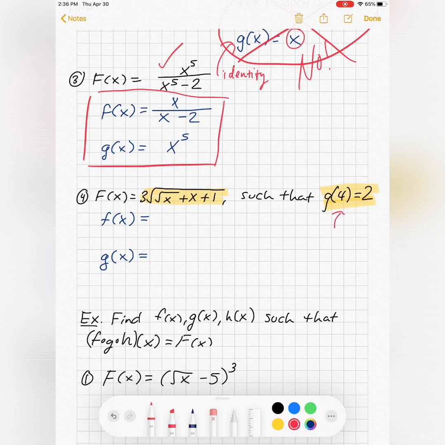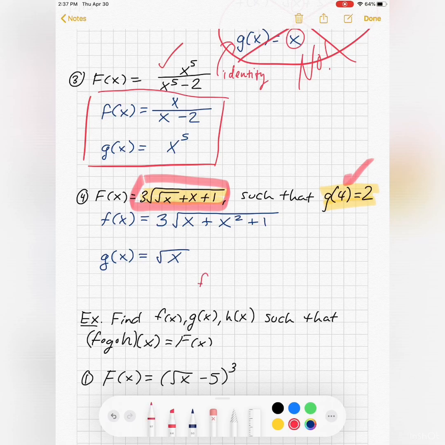Well, g of 4 equals 2 kind of makes me think, well, what if g were the square root of x? Because the square root of 4 is 2. That would satisfy this then. So then I just have to figure out, well, what would the outer function have to be to give me that composition? Well, let's see, I'd have to have a 3 in front, because I'd have to have a square root, then an x. How do I get x from square root of x? Wouldn't that be the square root squared? Look at what happens if you plug that in. Does it work?